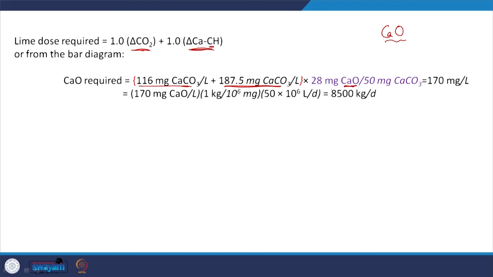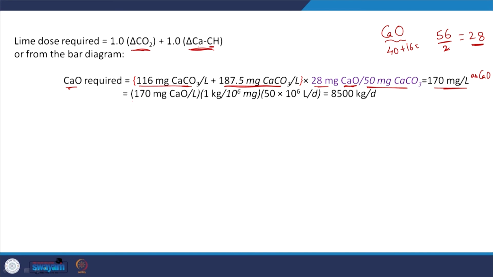So the equivalence again, Ca2 plus and O2 minus. Calcium is 40, oxygen is 16, so that is 56 molecular weight divided by 2, the valency. That will be equal to 28, so the equivalent weight is 28. The equivalent weight of CaCO3 is 50 milligram per liter. So now I will get the units as CaO.